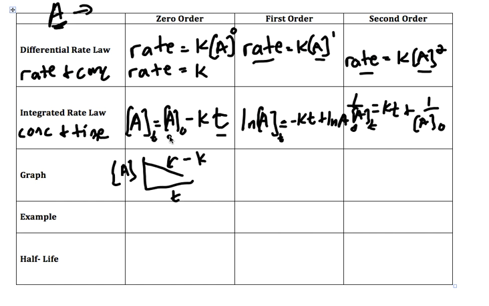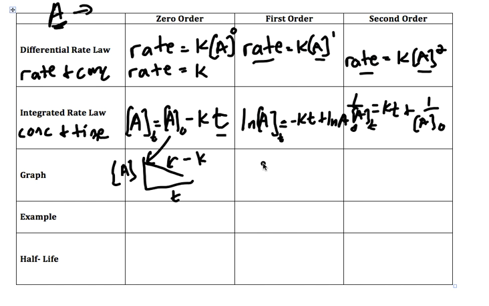A naught would be my original starting point there, my original concentration at the beginning. That's A naught. So it's going to go down. It's going to be a straight line. In this case, if it's 0 order, it would just decompose or break down or turn into products at an equal rate.